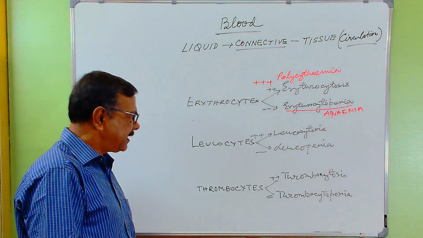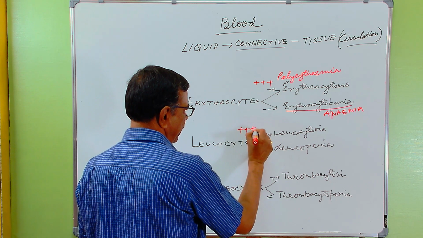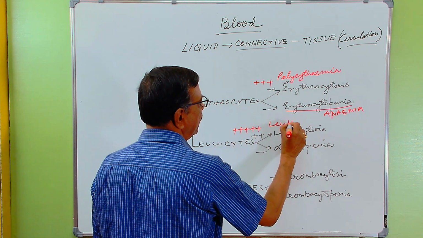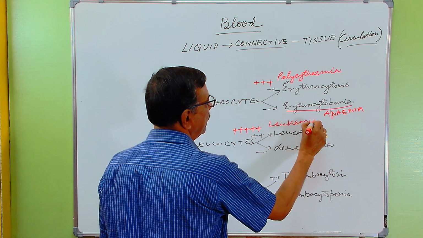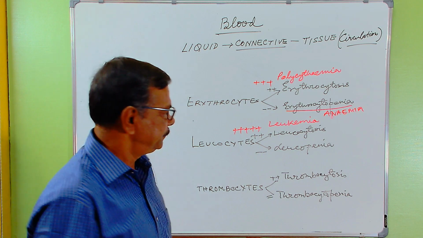If leukocyte increases to a considerable extent, it is leukemia. Leukemia is blood cancer.